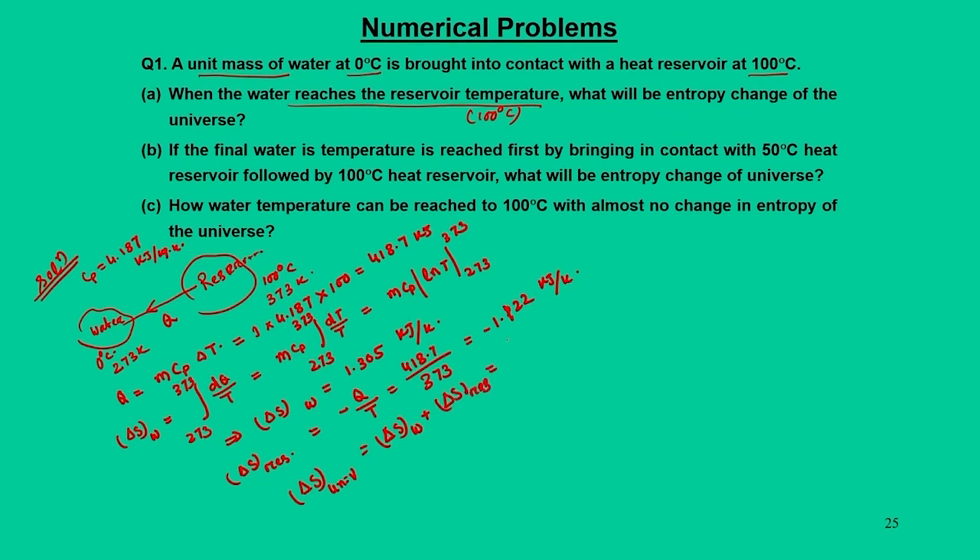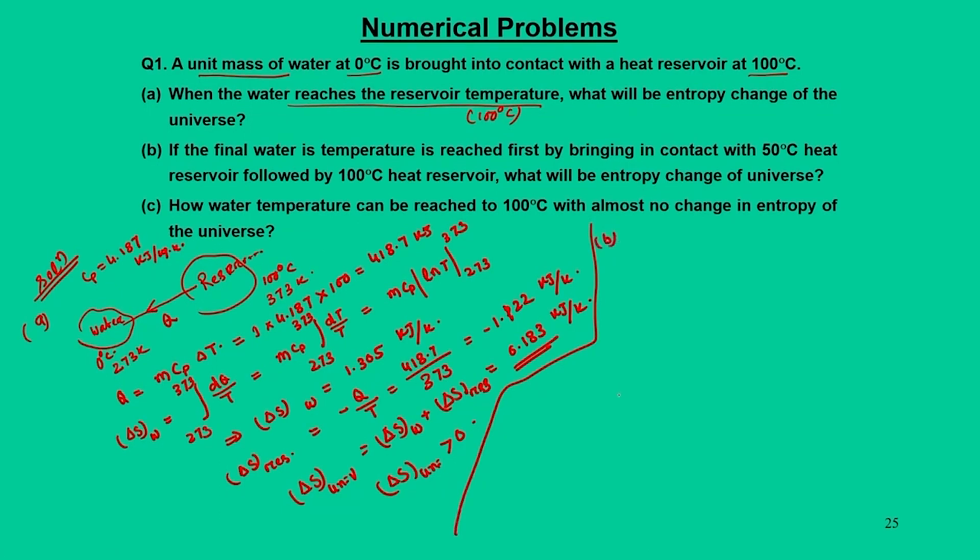So, this number will be 0.183 kilojoule per Kelvin. So, you can see this delta S universe is greater than 0. So, this is the first part of the problem. Now, we can move to the second part.